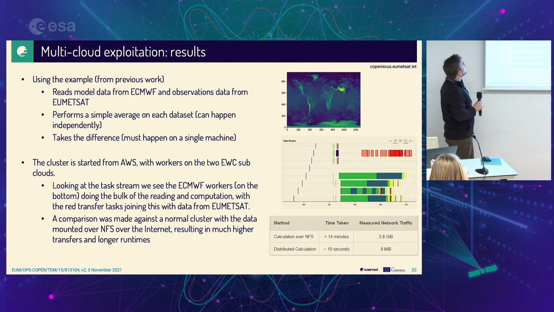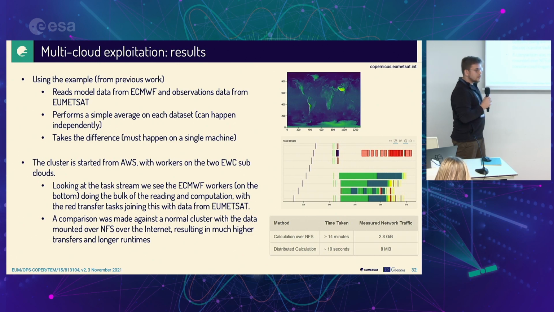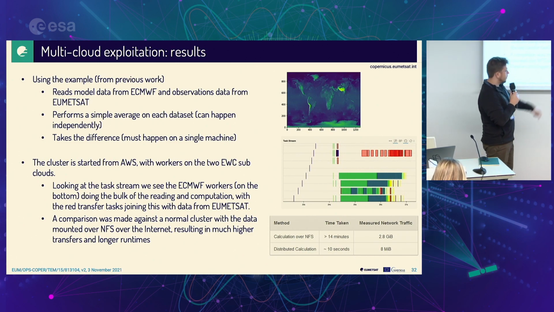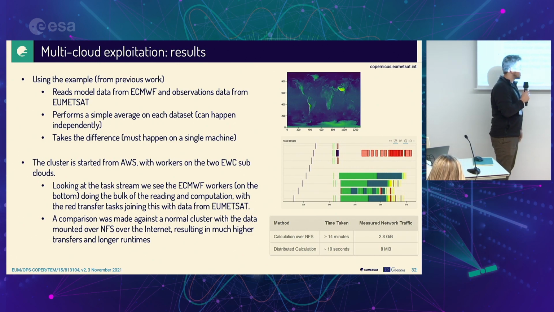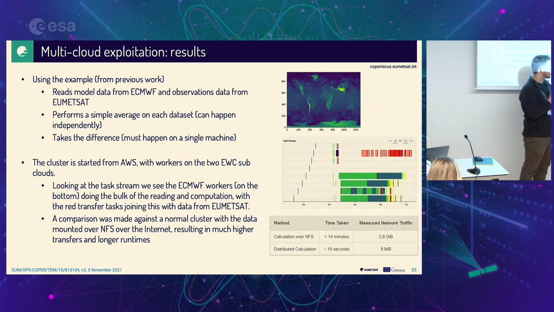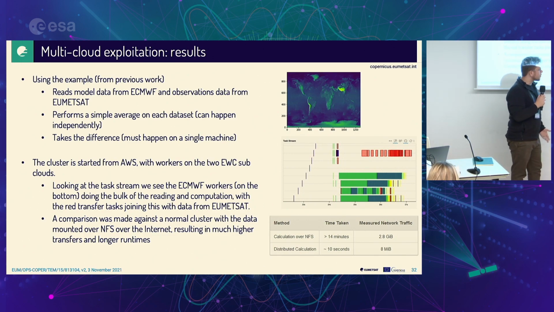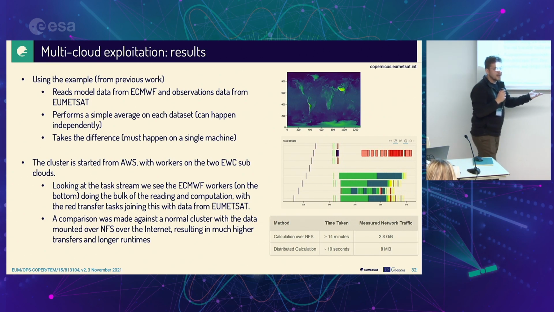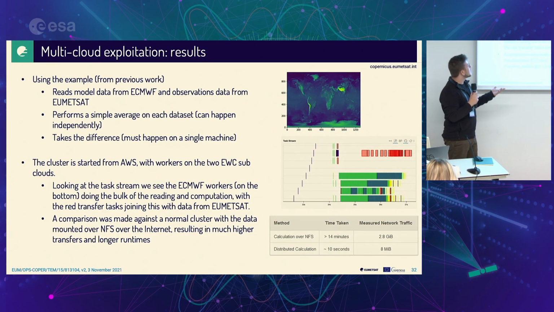Okay, so we have some results from the initial POC. You can see at the very end, we did some calculations over NFS, and it took like 15 minutes and transferred like 3 gigabytes of data. This was a small calculation, but when we do the distributed calculation, it just took 10 seconds and 8 megabytes. So this is quite a difference when you do it with the multi-cloud adaptation.